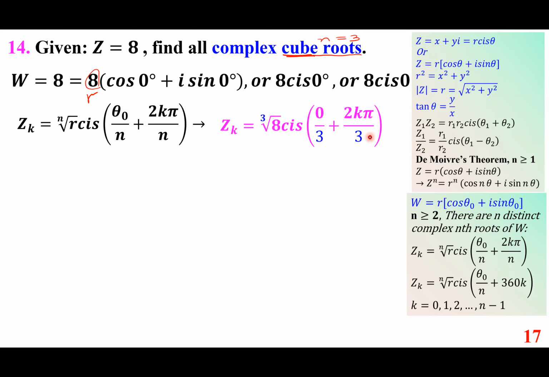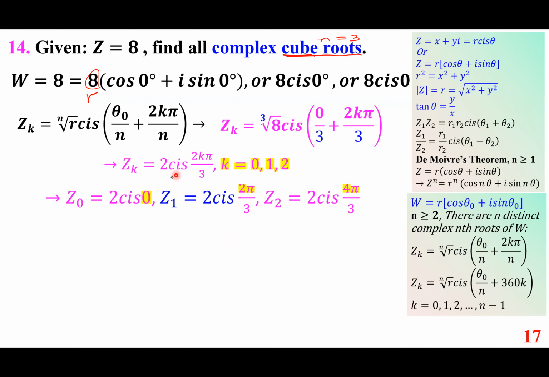And we are going to go all the way to n minus 1, meaning 0, 1, 2. n minus 1, n is 3. So you plug in 0, you evaluate, plug in 1, evaluate, and so on and so forth. So if I plug in 0, I get 0, 2 pi over 3 if I plug in 1, and 4 pi over 3 if I plug in 2.